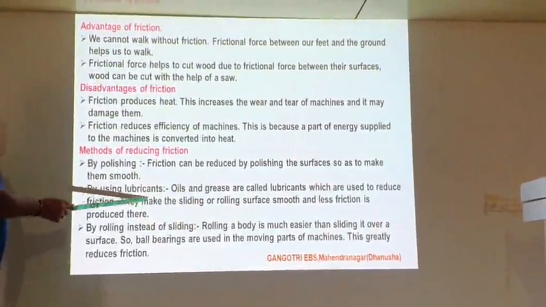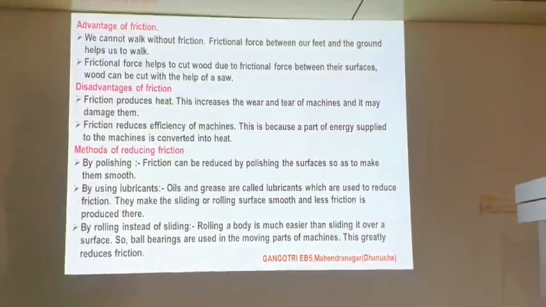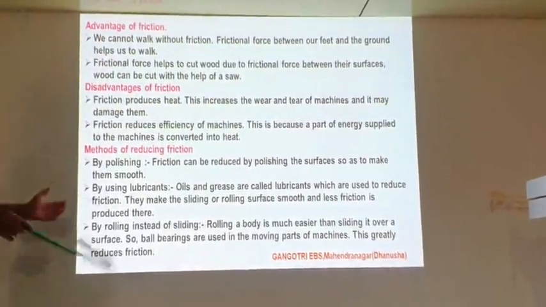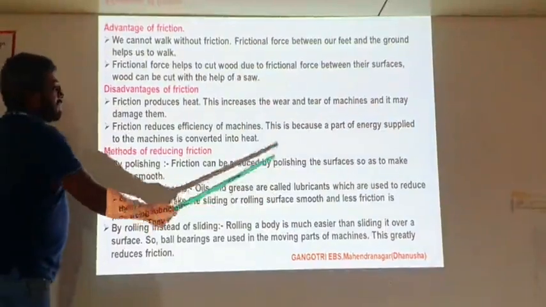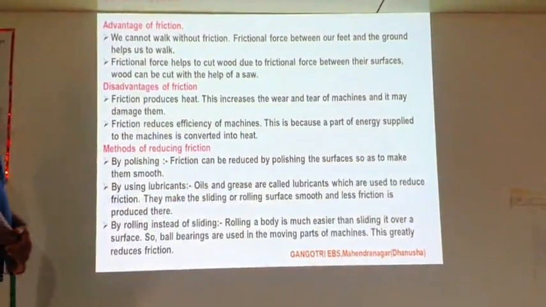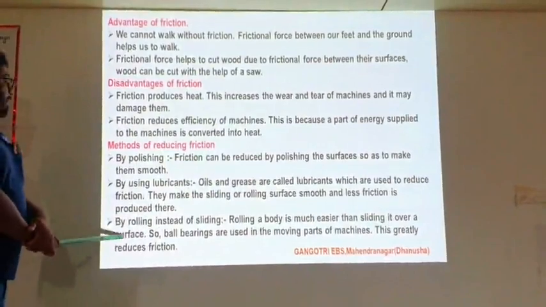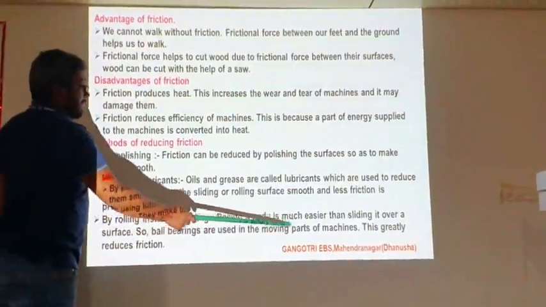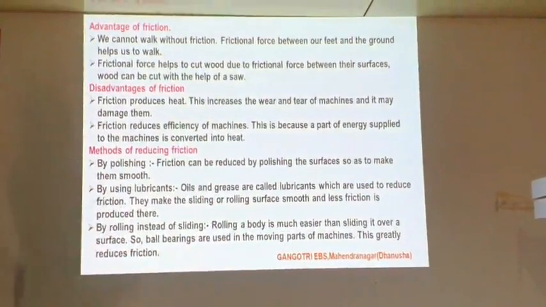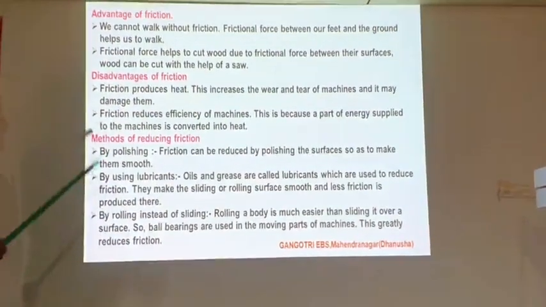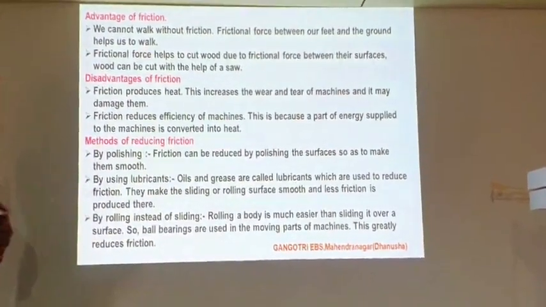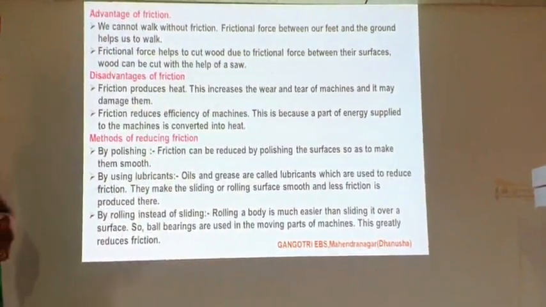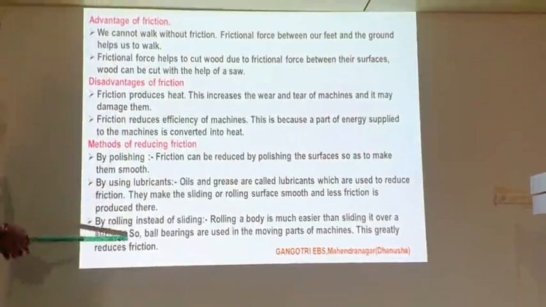Another is by using lubricant. Lubricants means oil and grease, called lubricants because they reduce the friction and help the substance slide or roll smoothly, and there less friction is produced. Another is by rolling instead of sliding. Rolling a body is much easier than sliding it over a surface. You know that rolling is much easier than sliding. So balls and bearings are used in the moving parts of a machine. This greatly reduces friction.